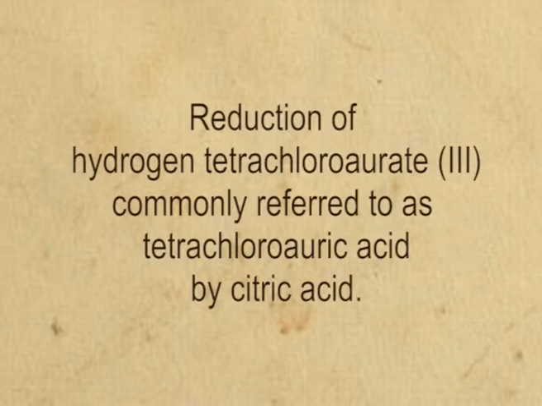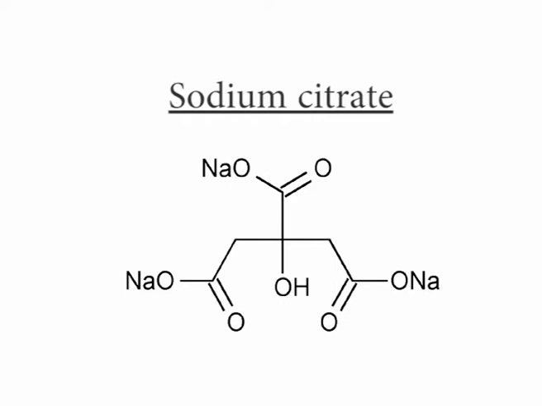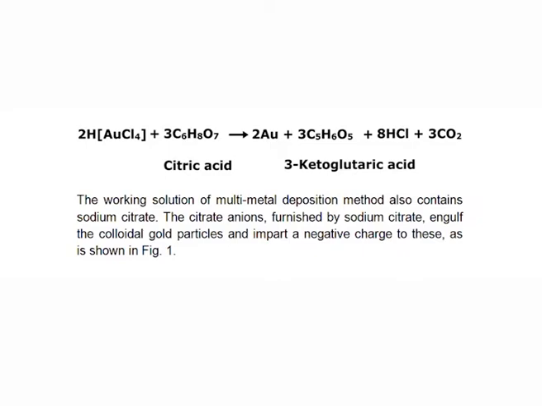The colloidal gold particles are produced by the reduction of hydrogen tetrachloroaurate, commonly referred to as tetrachloroauric acid, by the citric acid, and the reaction has been thereon shown on your screen. The working solution of multi-metal deposition method also contains sodium citrate. The citrate anions furnished by sodium citrate engulf the colloidal gold particles and impart a negative charge to these, as is shown in the figure.